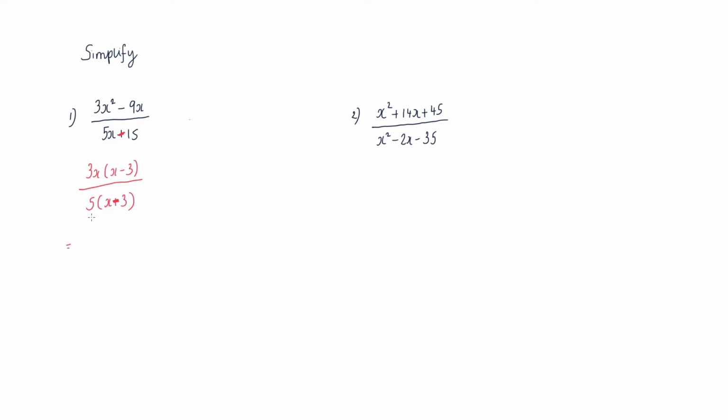So now all we need to do is cancel x minus 3 and x minus 3 out. So then I'm left with 3x over 5. So that is my bad.